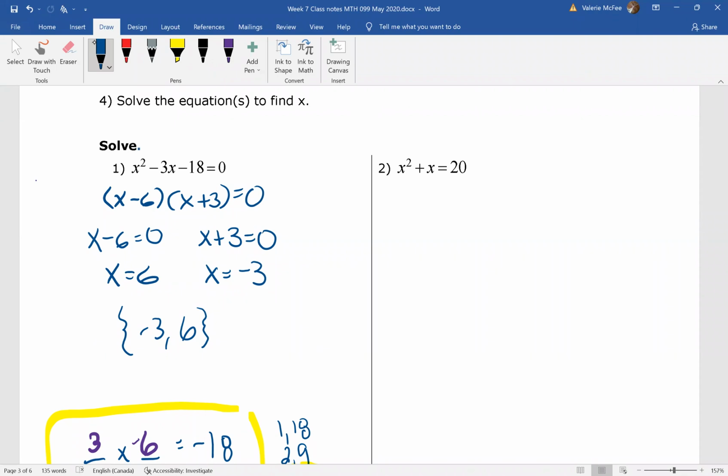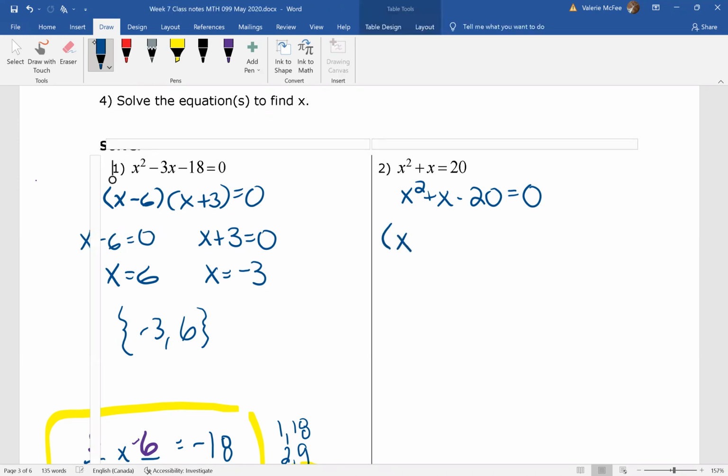Why don't you pause your video, use the steps I've given you to solve question 2. Step 1, the equation has to equal 0. So we've subtracted 20 from both sides. Step 2, now we can factor completely. So you've done your factoring work.